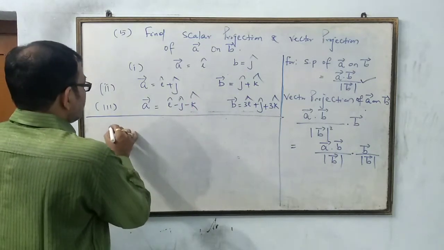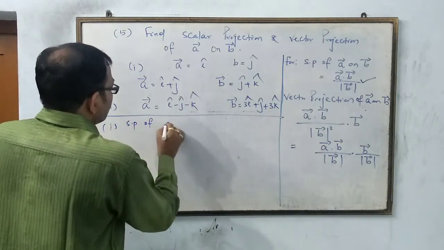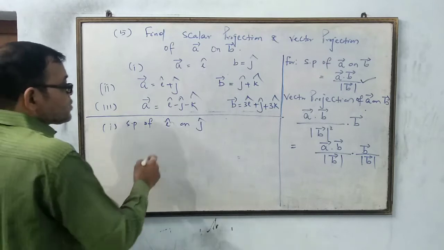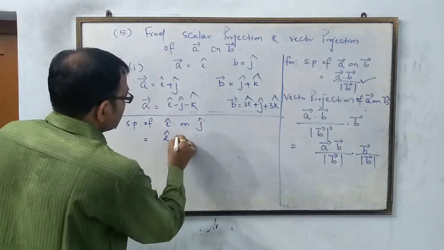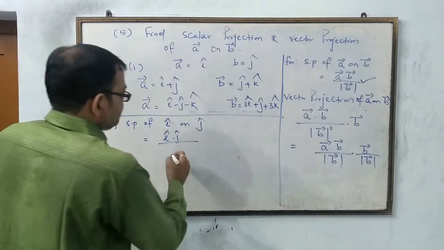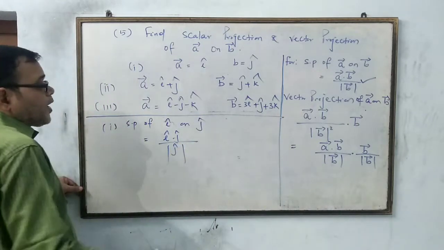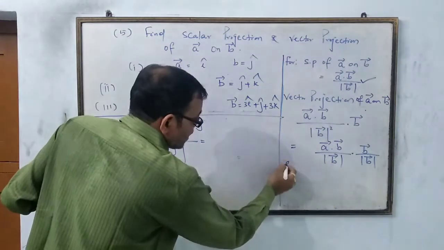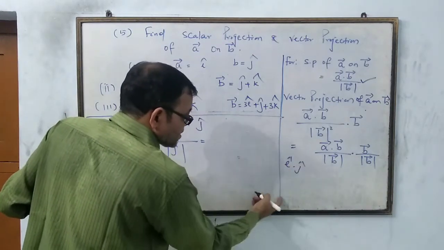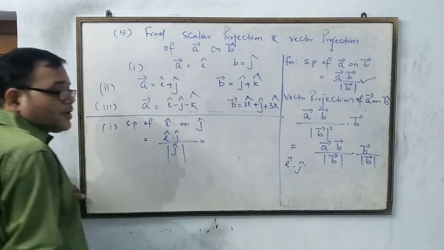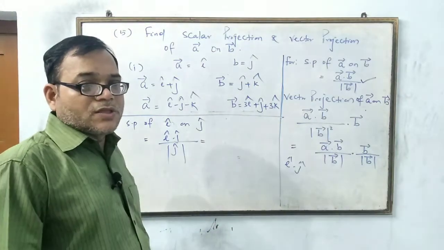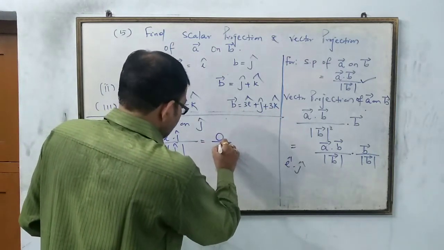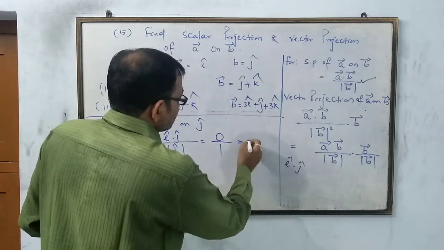Now question number 1, scalar projection of I on J. The answer would be A dot B by magnitude of B. What about I dot J? Remember, I is along the x-axis, J is along the y-axis. The x-axis and y-axis are perpendicular to each other. That's why the dot product of perpendicular vectors is 0. Magnitude of J is 1 because it is a unit vector. So 0 by 1 is equal to 0.